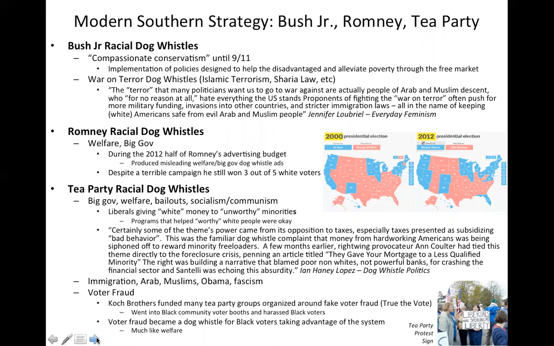And then we have immigration, we see a lot of Islamophobia, and then the big voter fraud myth. We're going to dive deeper into a lot of this. But overall, a lot of this, even though it's still present, is kind of dying down a little bit.